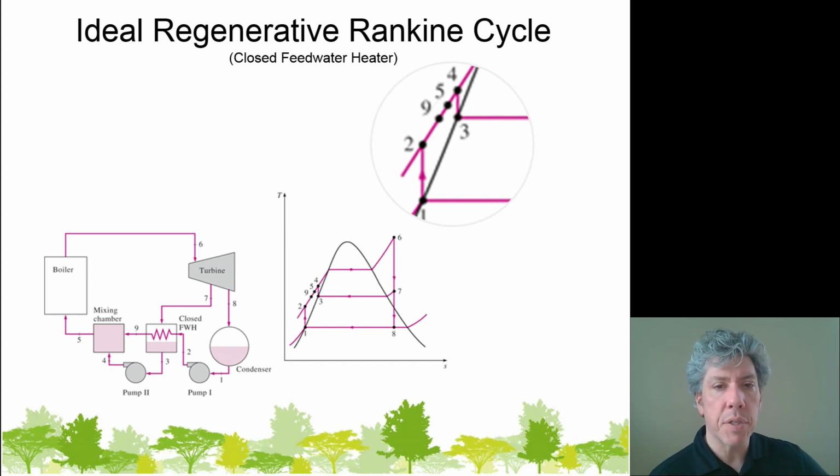Look at state 2 on the TS diagram. See how low it is? If state 9 is higher, look at all that low temperature section we've completely eliminated, where we don't actually have to add heat from an external source. This should increase the efficiency of the cycle.